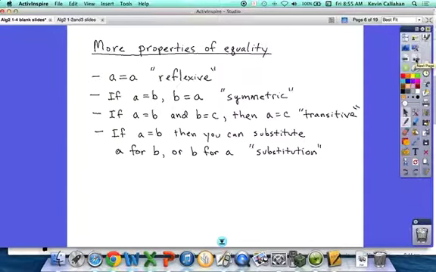Now, there are some other properties of equality, and sometimes these come up. The first one, I don't think you would ever see, and it seems silly in a way. But when you do higher mathematical proofs, you may get to a point where you've got to establish that a number equals itself. It seems kind of silly, but that actually has a property name. It's called reflexive. A number equals itself.